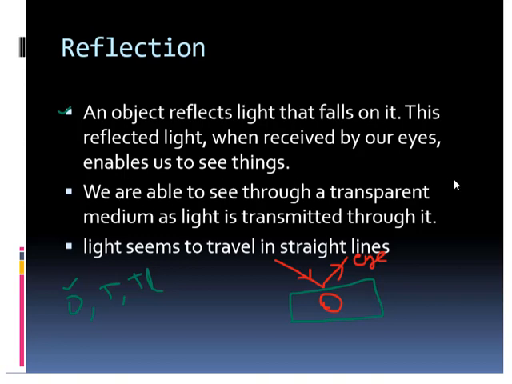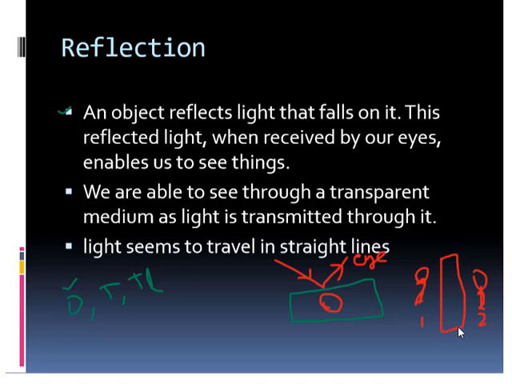We are able to see through a transparent medium as light is transmitted through it. So through an opaque object we are not able to see. We are able to see the opaque object, but we are not able to see what is behind the opaque object. Suppose this is an opaque object. A person is standing here. Another person is standing here. This first person cannot see the second person. Why? Because this is an opaque object. Light cannot pass through it.